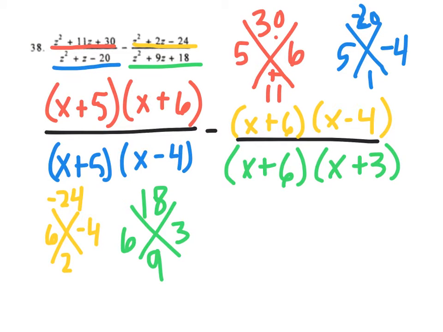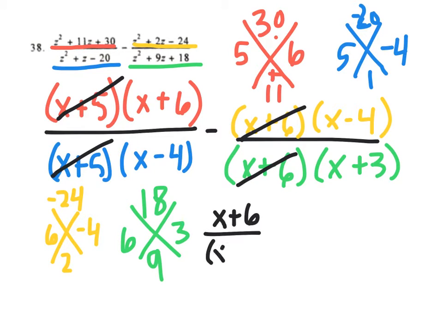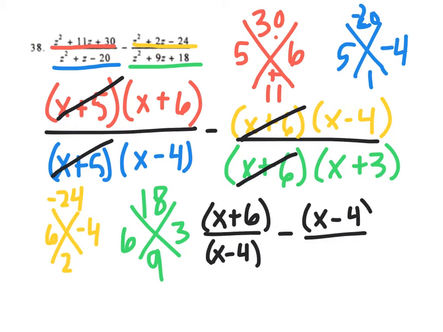Again, I'm looking for things that I can cancel out. I notice these both have an x plus 5. These both have an x plus 6. So I'm left with x plus 6 over x minus 4 minus x minus 4 over x plus 3.